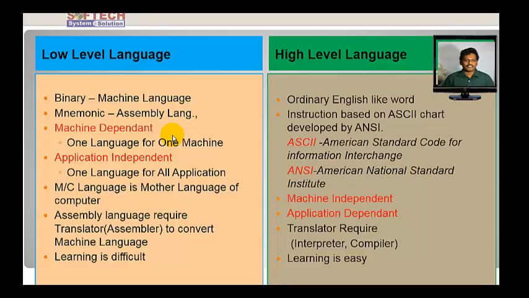Machine language is the mother language of the computer. The computer directly understands machine language. For readability and for easiness, we invented assembly language.